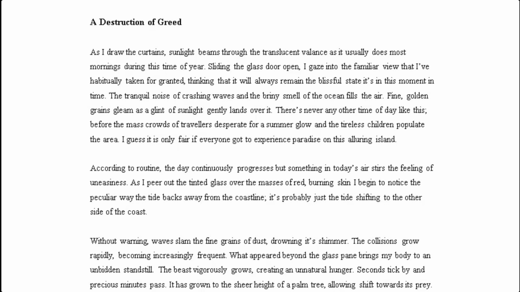As I draw the curtains, sunlight beams through the translucent valance as it usually does most mornings during this time of year. Sliding the glass door open, I gaze into the familiar view that I've habitually taken for granted, thinking that it would always remain the blissful state it is in this moment in time. The tranquil noise of crashing waves and the briny smell of the ocean fills the air. Fine golden grains gleam as a glint of sunlight gently lands over it.